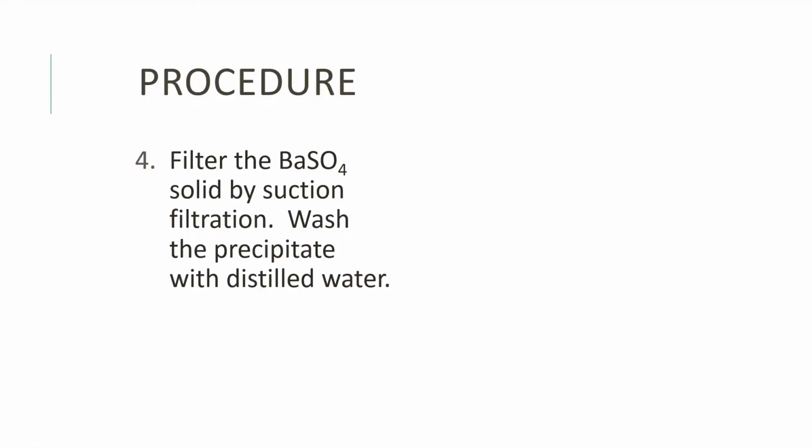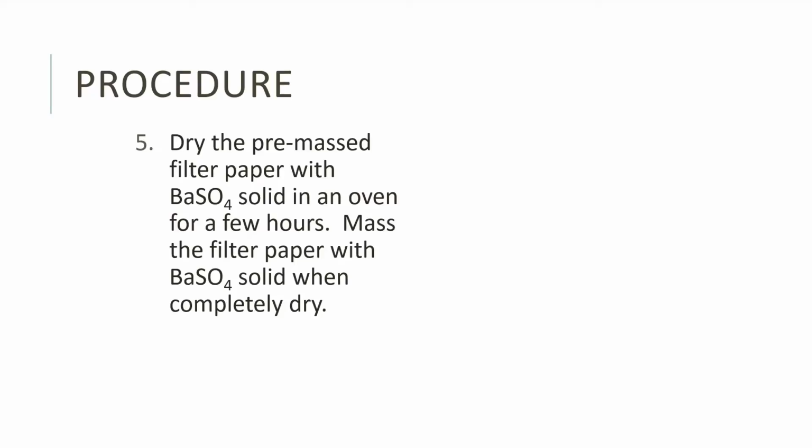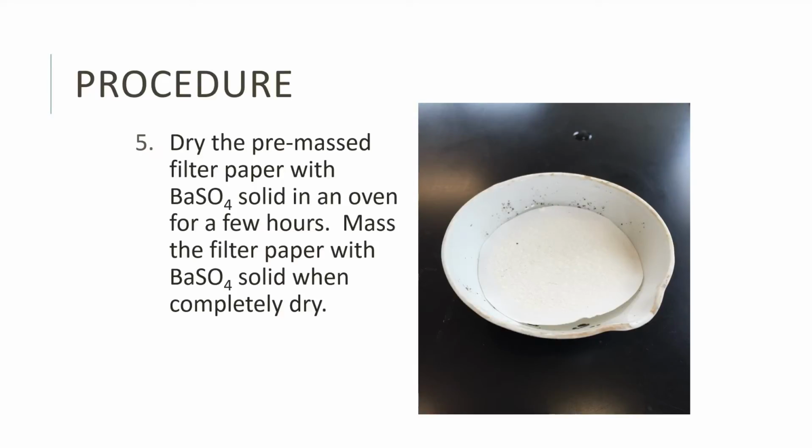Step 4. Once the barium chloride has been added and a precipitate has formed, filter out the barium sulfate through suction filtration. Suction filtration is just a faster method of filtration. But before you begin the filtration, mass the piece of filter paper you are using because the data will be needed later. Step 5. Lastly, once all the solid has been collected, dry the solid and the pre-massed filter paper in an oven for a few hours or until completely dry. Once completely dry, mass the filter paper and the barium sulfate.